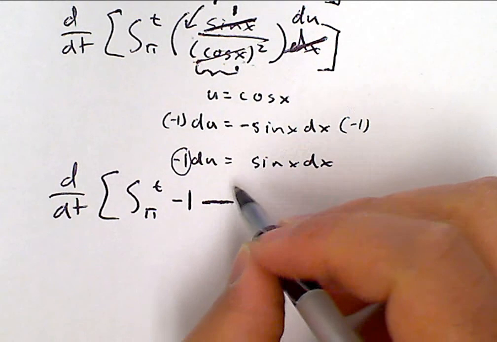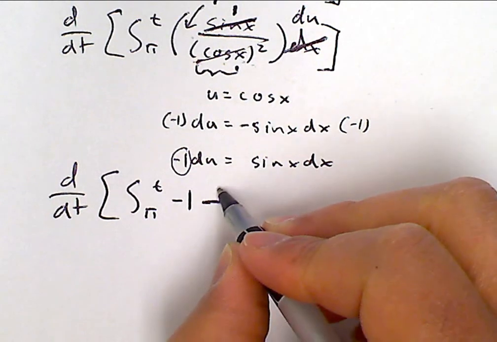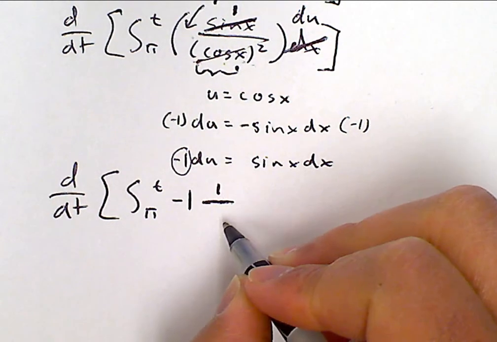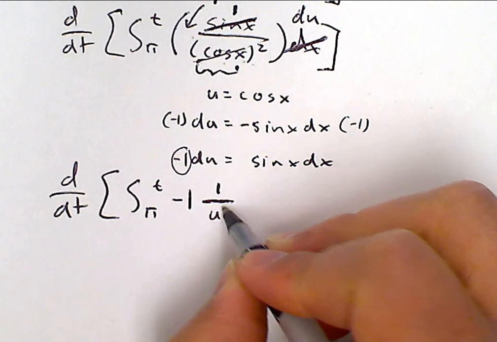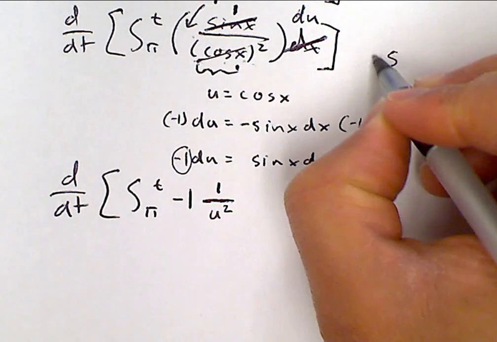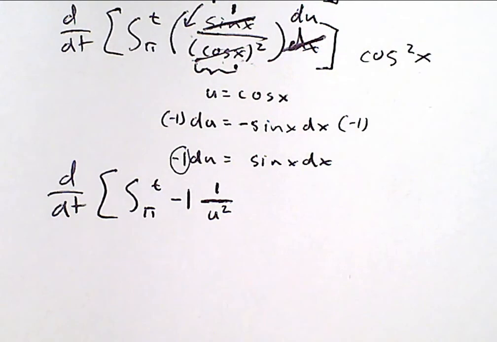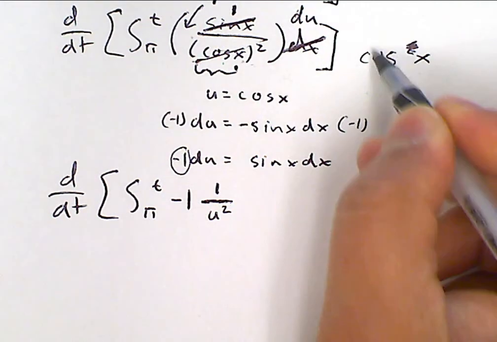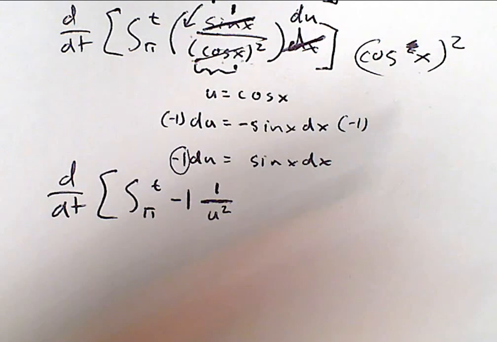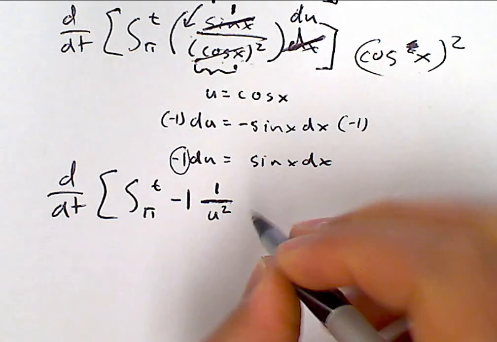So what goes on top? 1. What goes on bottom? u squared. And notice, if you wrote cosine squared x on the bottom, you'd have never guessed u was cosine. You'd be like, u is cosine squared. And it's not. So that's why I do not like writing this squared here. I like writing it like this so I can recognize my u sub. All right? du.